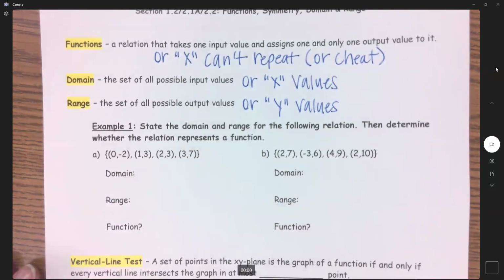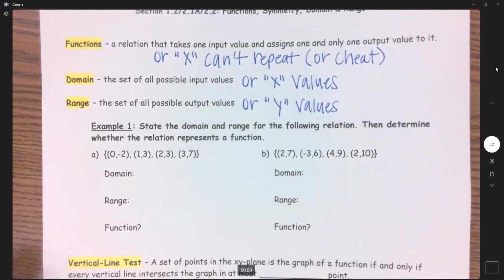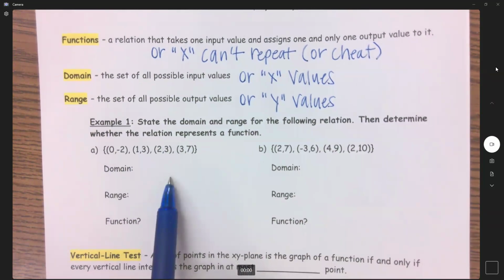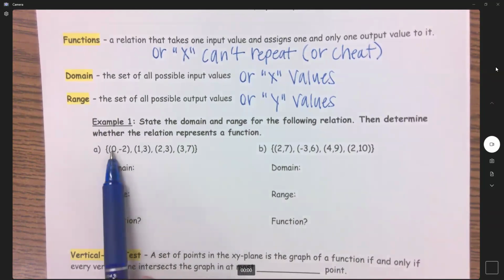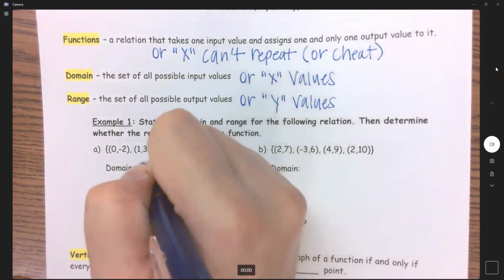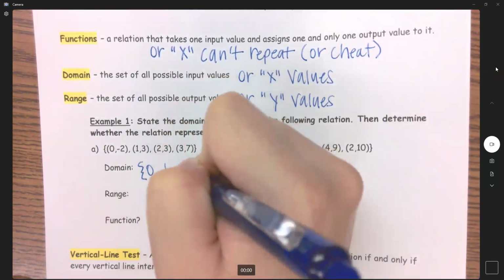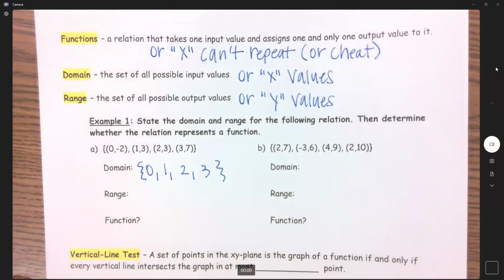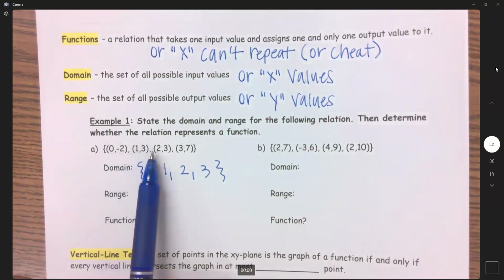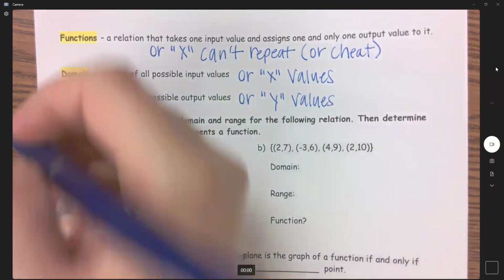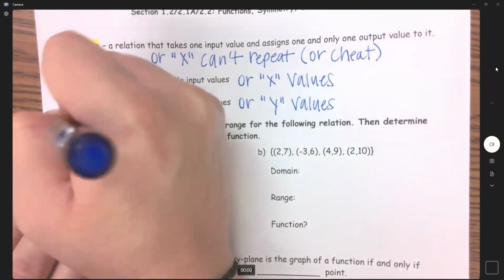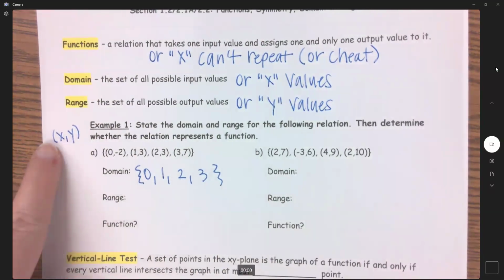Example 1: state the domain and range of the following relation. A relation is basically just ordered pairs. And then determine whether the relation represents a function. So our first one, we have 4 different ordered pairs. The domain are all of your x coordinates, so we are going to do squiggly brackets 0, 1, 2, 3. Those are all of your x values. Ordered pairs are always in the form of x comma y, so we're talking about that first number in each ordered pair.